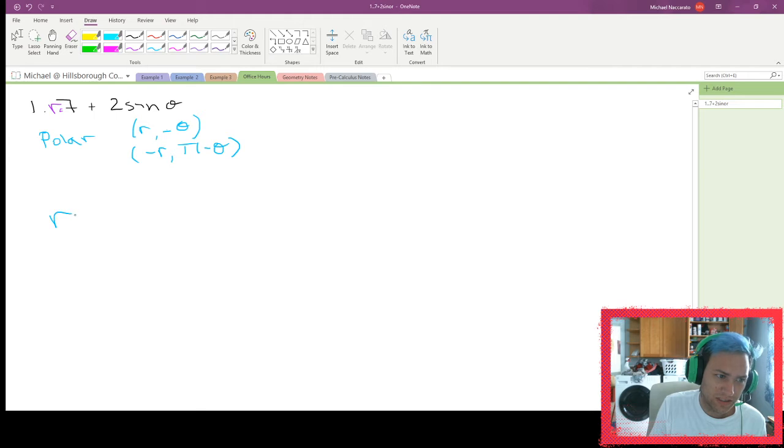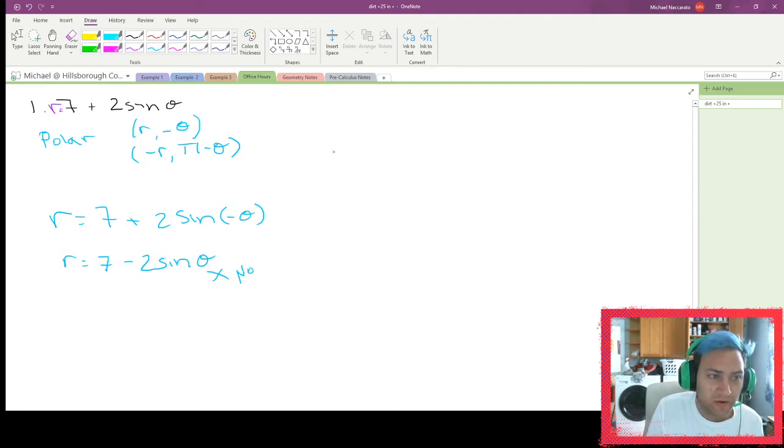So I'm going to make this r stay r, 7 plus 2 sine of negative theta. Well, I know what's going to happen here. My negative is going to move out, so I end up with 7 minus 2 sine of theta, and that is not the same. So as of right now, it is a no. Coming over here, let's try the other one.